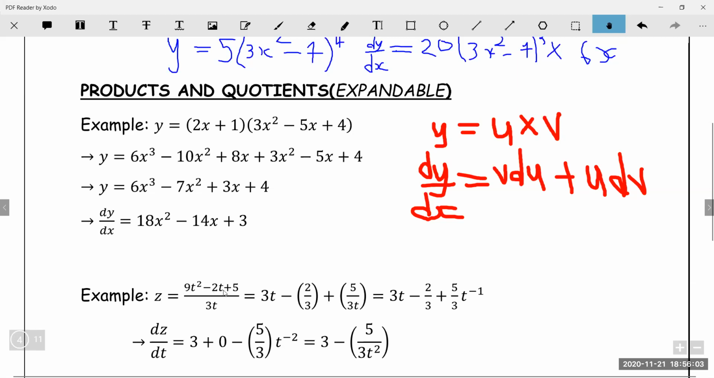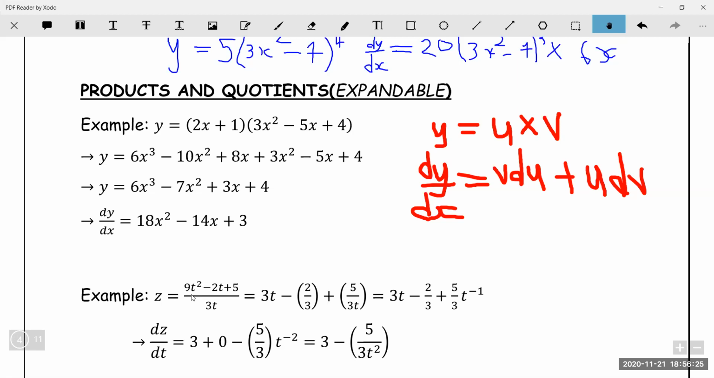So I divided each term by 3t. You good with that? So each term is divided by 3t. Yeah. Okay, that's good.